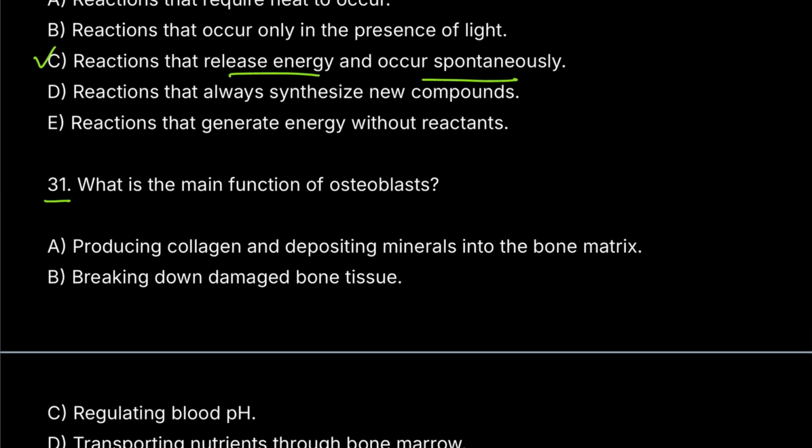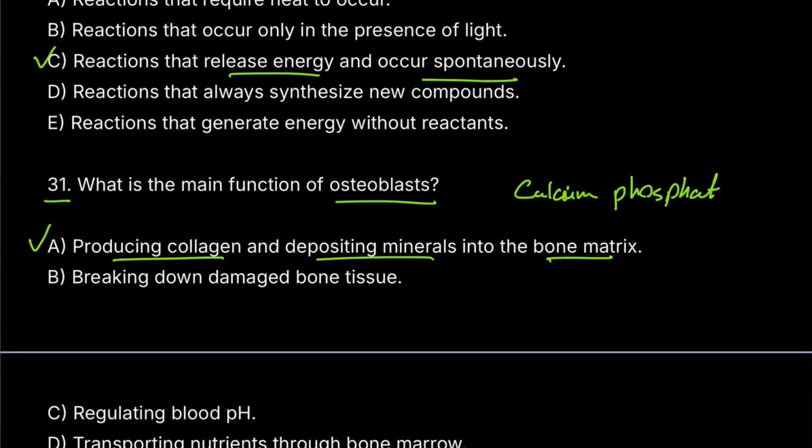So, question number 31. What is the main function of osteoblasts? The correct answer is A. Producing collagen and depositing minerals into the bone matrix. Osteoblasts are bone-forming cells. They secrete collagen and promote the deposition of calcium phosphate, building and strengthening new bone tissue.